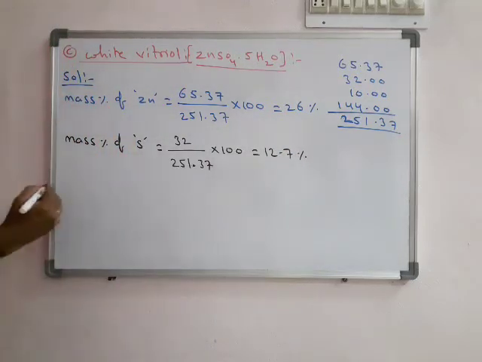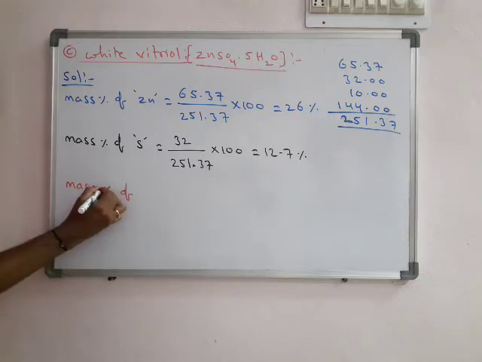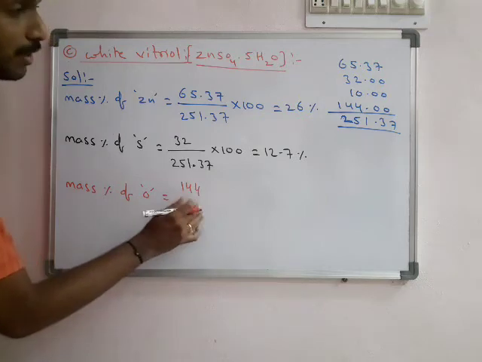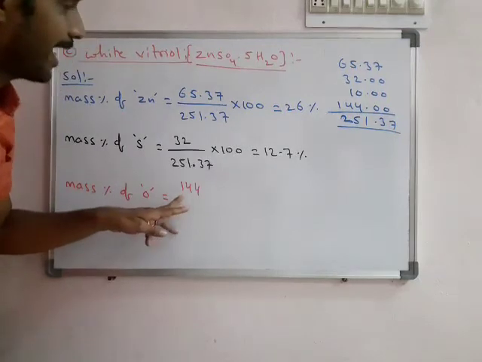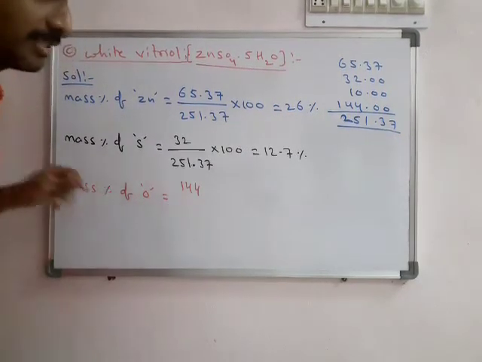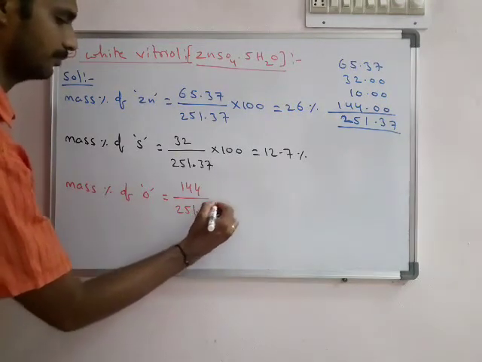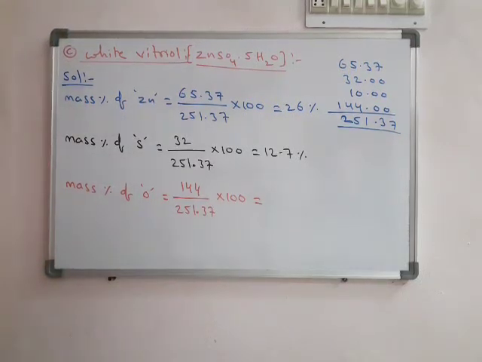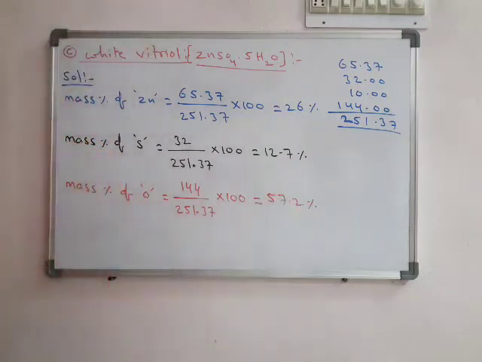So next, the mass percentage of oxygen. How much mass of oxygen? 144. We can write 16 into 9 separately here also. So 9 oxygens are there, each oxygen carries 16, that is 144, over 251.37. Again on this calculation, here also the percentage of oxygen is highest, 57.2%.